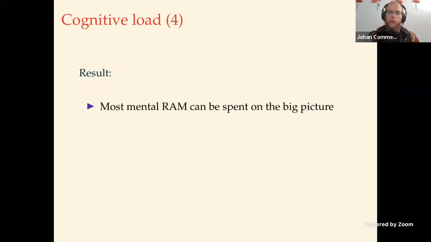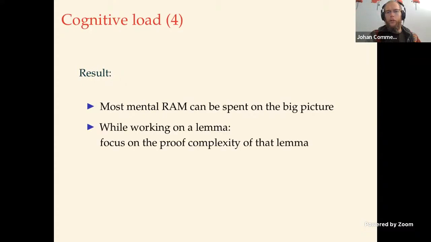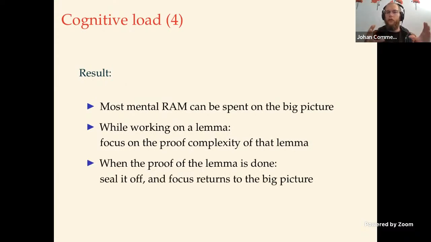So what is the result? Most of your personal mental RAM can be spent on understanding the big picture of the project, of the proof. And if you're working on one particular lemma, then you focus on that lemma, you zoom in, you understand the proof complexity of that lemma, you work on it. But once you're done, you can seal it off and your focus returns to the big picture. And you don't have to spend part of your active memory on keeping track of discrepancies between the statement and the proof, etc.